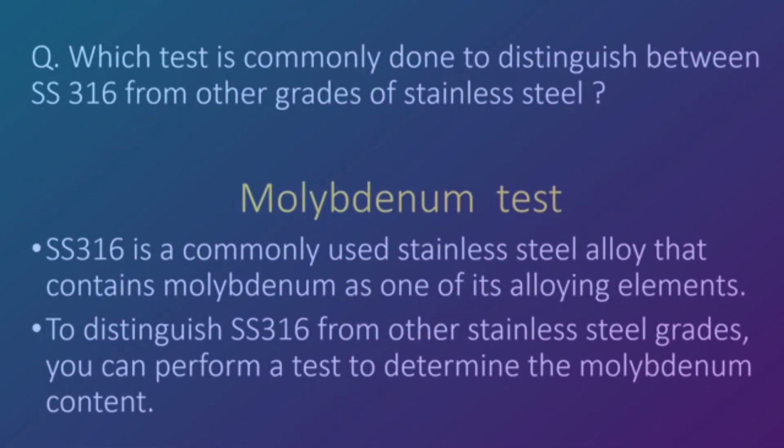Which test is commonly done to distinguish between SS316 from other grades of stainless steel? Molybdenum test is commonly done to distinguish between SS316 from other grades of stainless steel. SS316 is a commonly used stainless steel alloy that contains molybdenum as one of its alloying elements. To distinguish SS316 from other stainless steel grades, you can perform a test to determine the molybdenum content.